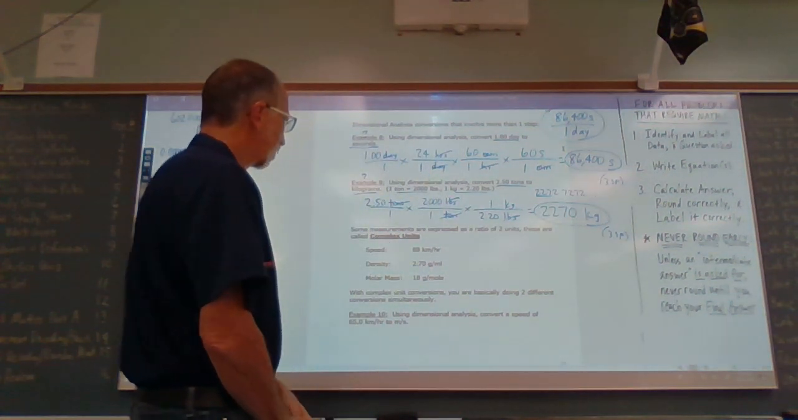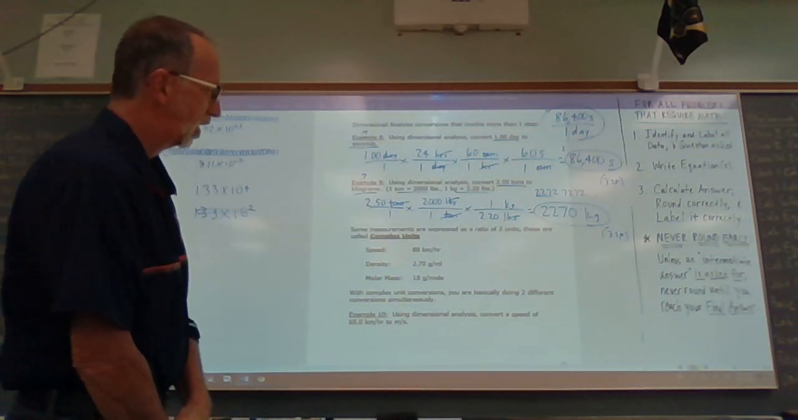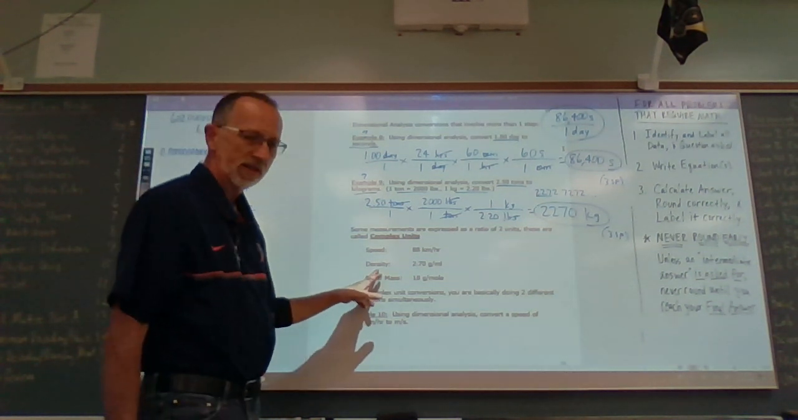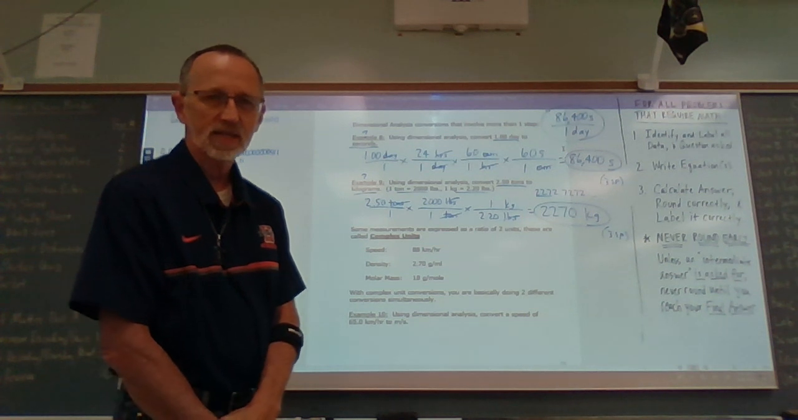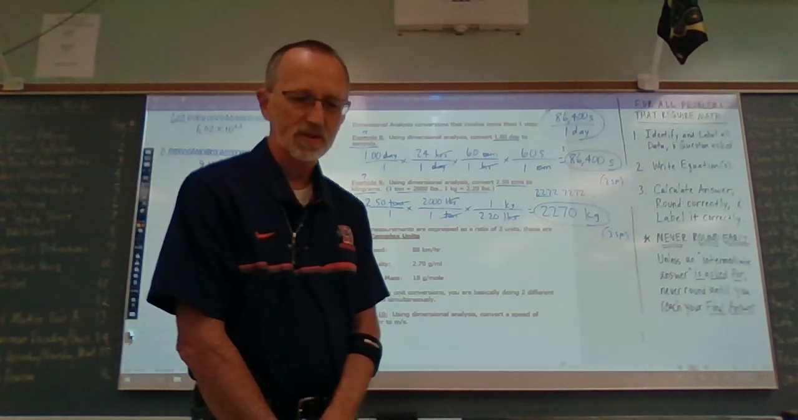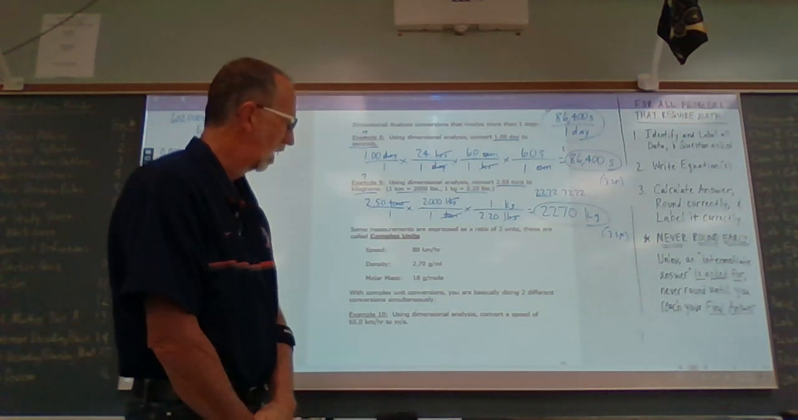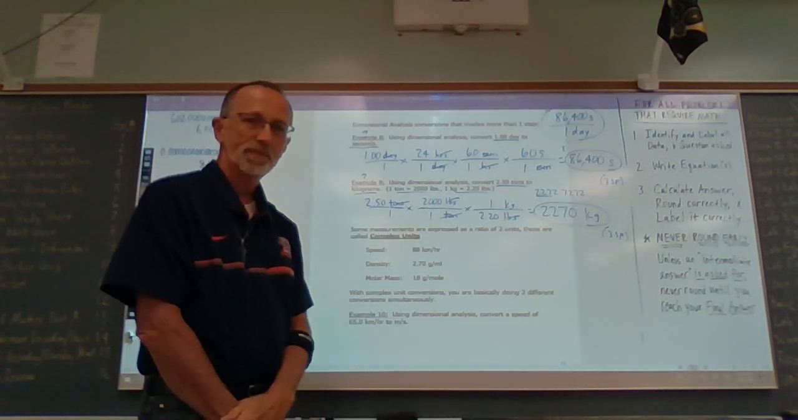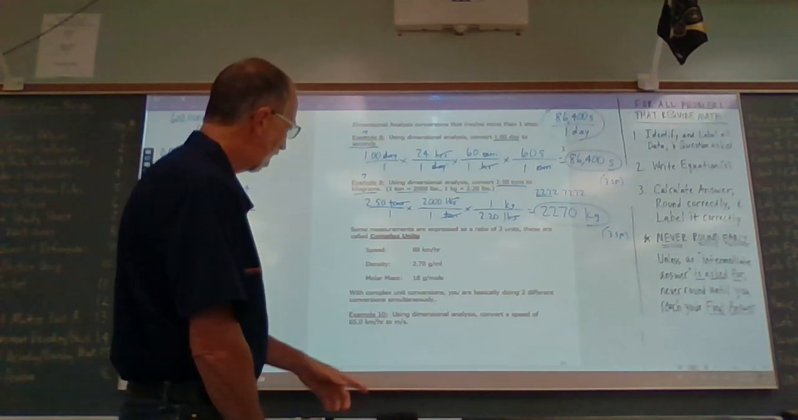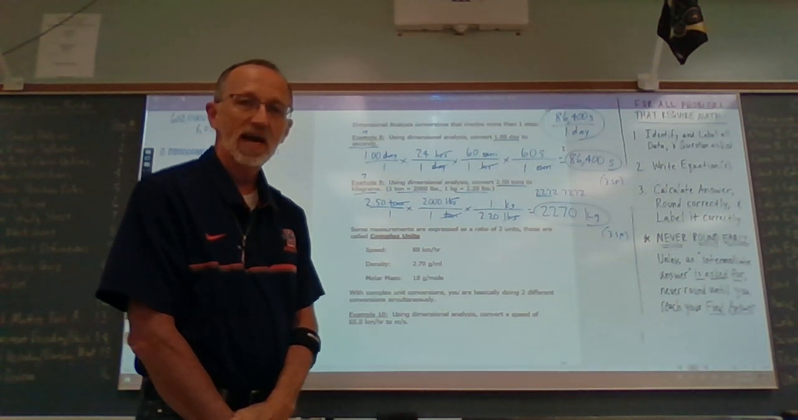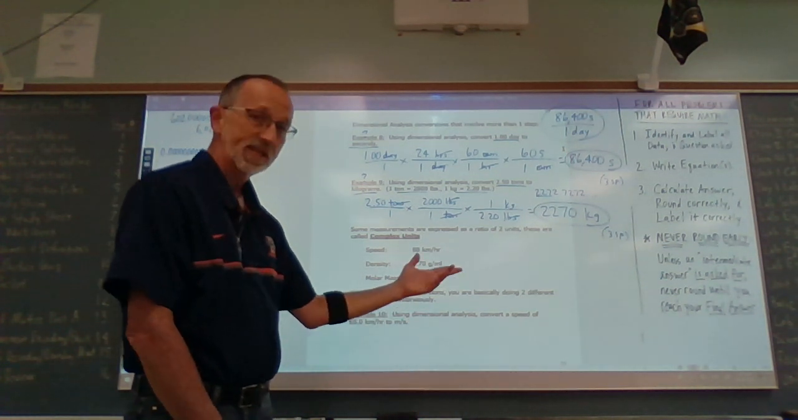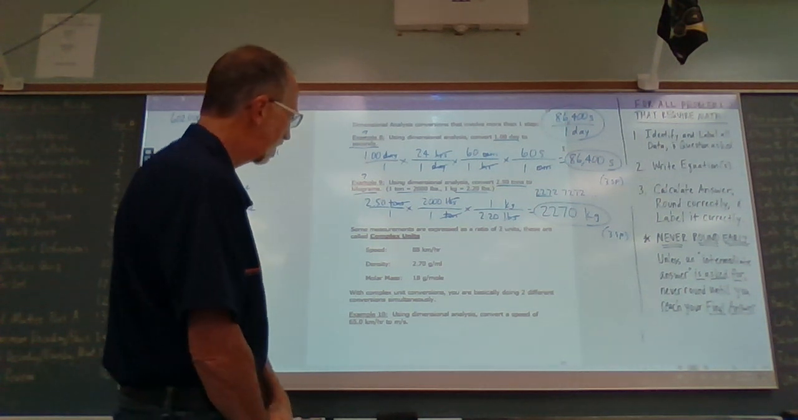All right. Some measurements are expressed as a ratio of 2 units. These are called complex units. Density, we've already looked at, all right? Density is a complex unit. That's actually the density of aluminum, 2.70 grams per ml, all right? Speed is a complex unit. It's a unit of distance over time. Molar mass, remember that? That is a complex unit. It's the unit of mass in grams over moles, all right? So these are complex units.